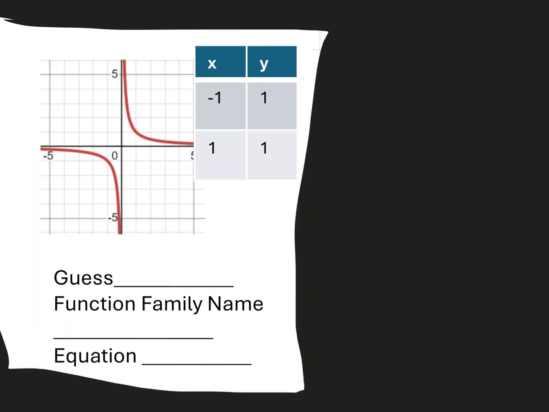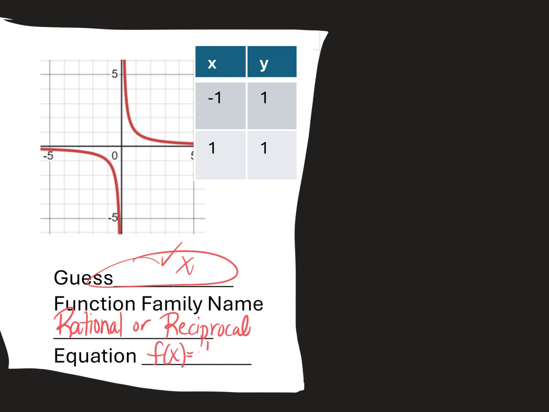This one, you'll hear me call it a rational, or reciprocal. It depends on what day I'm talking about it. It's either one of those, a rational or a reciprocal function. Make sure you check or X your guess. So whichever one you want to use is perfectly fine. F of x equals 1 over x.